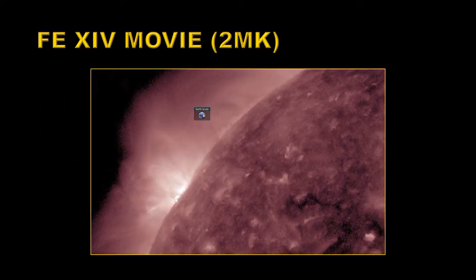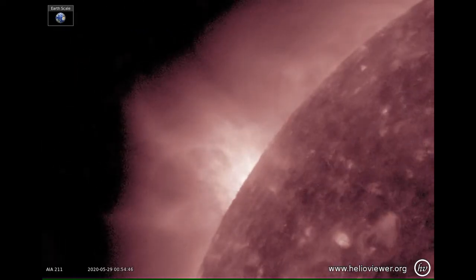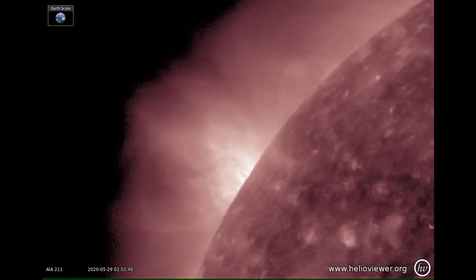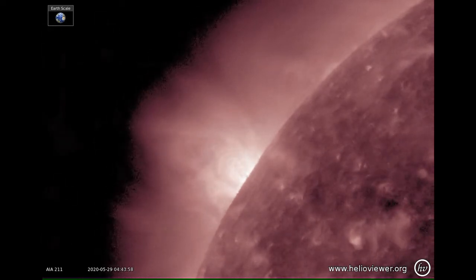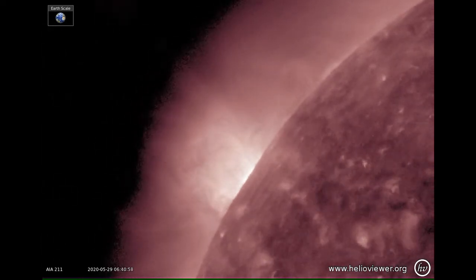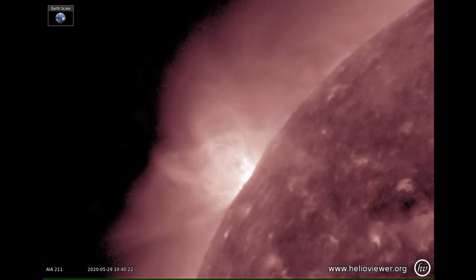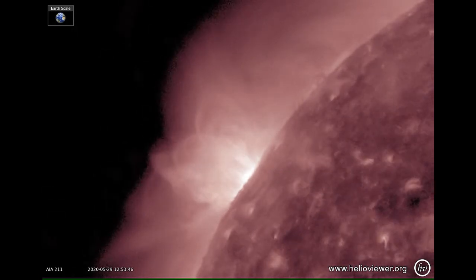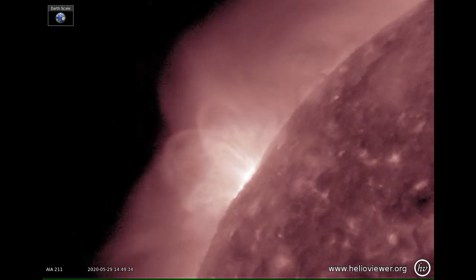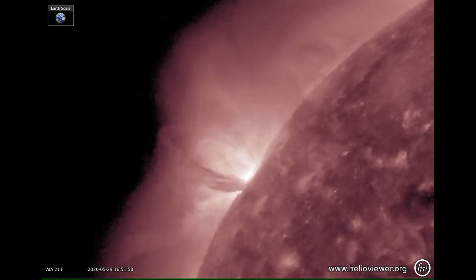Our next movie is an Iron 14 movie, which is characteristic by about 2 million degrees Kelvin. Now we're beginning to look at the much higher temperature corona plasma, which will be more associated with the flares. So you should see a bigger contrast when flares occur in this movie. Notice the dark jet in the southeast corner of this region, which is equivalent to the bright jet that we saw in the helium-304.